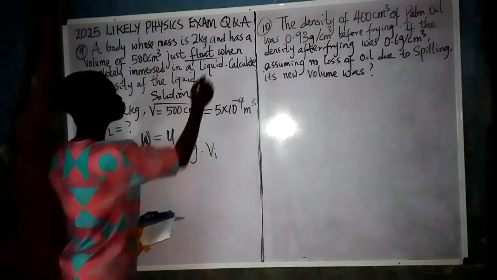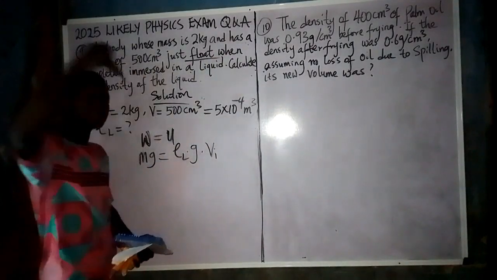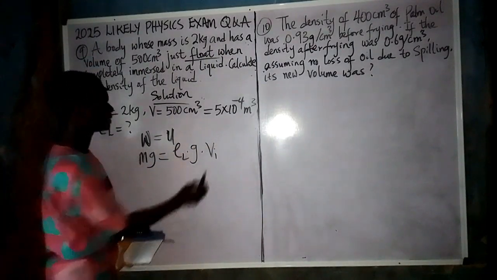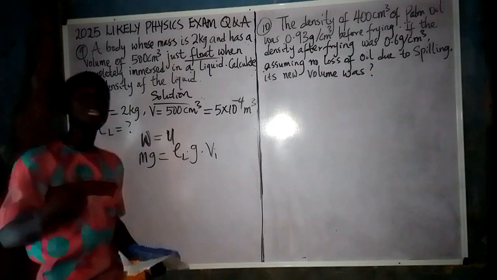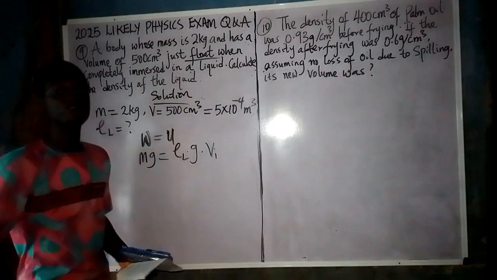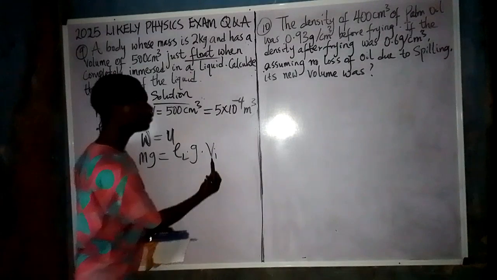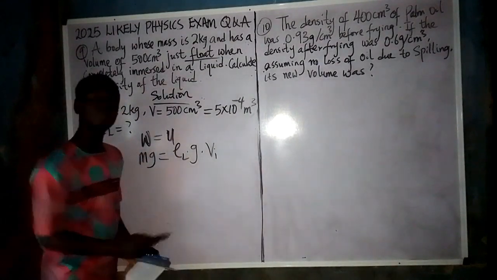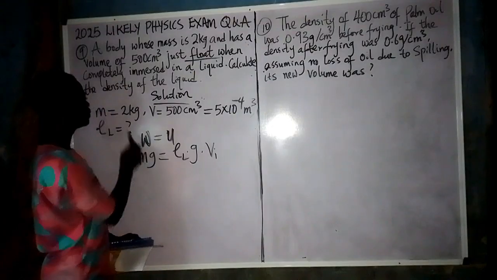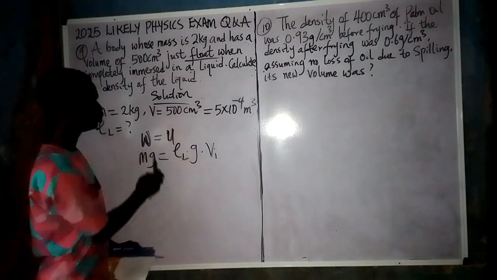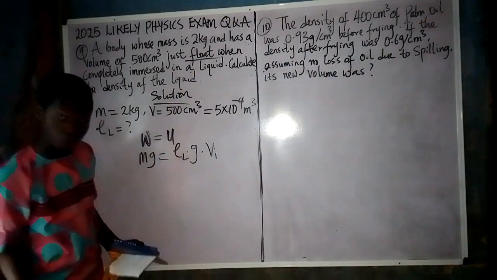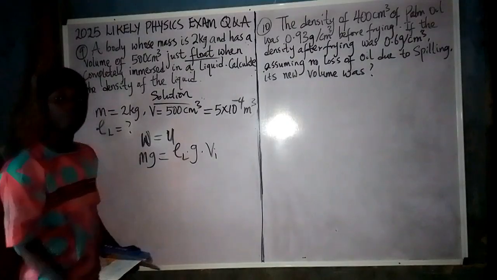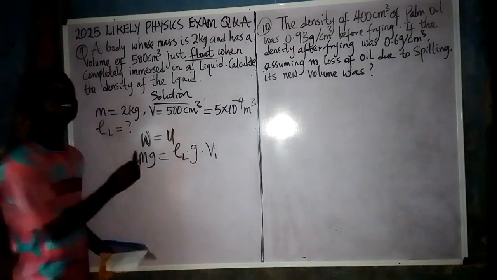So because we are given the volume of the body immersed in the fluid, I said VI. If they say 500 cm³ of the fluid was displaced, I will say VL. I hope that is clear. It's that simple. Now from here, watch out. Do we have the mass of the body? Yes. Do we know what gravity is? We always know. Now do we have the density of the liquid? That is what we are finding.